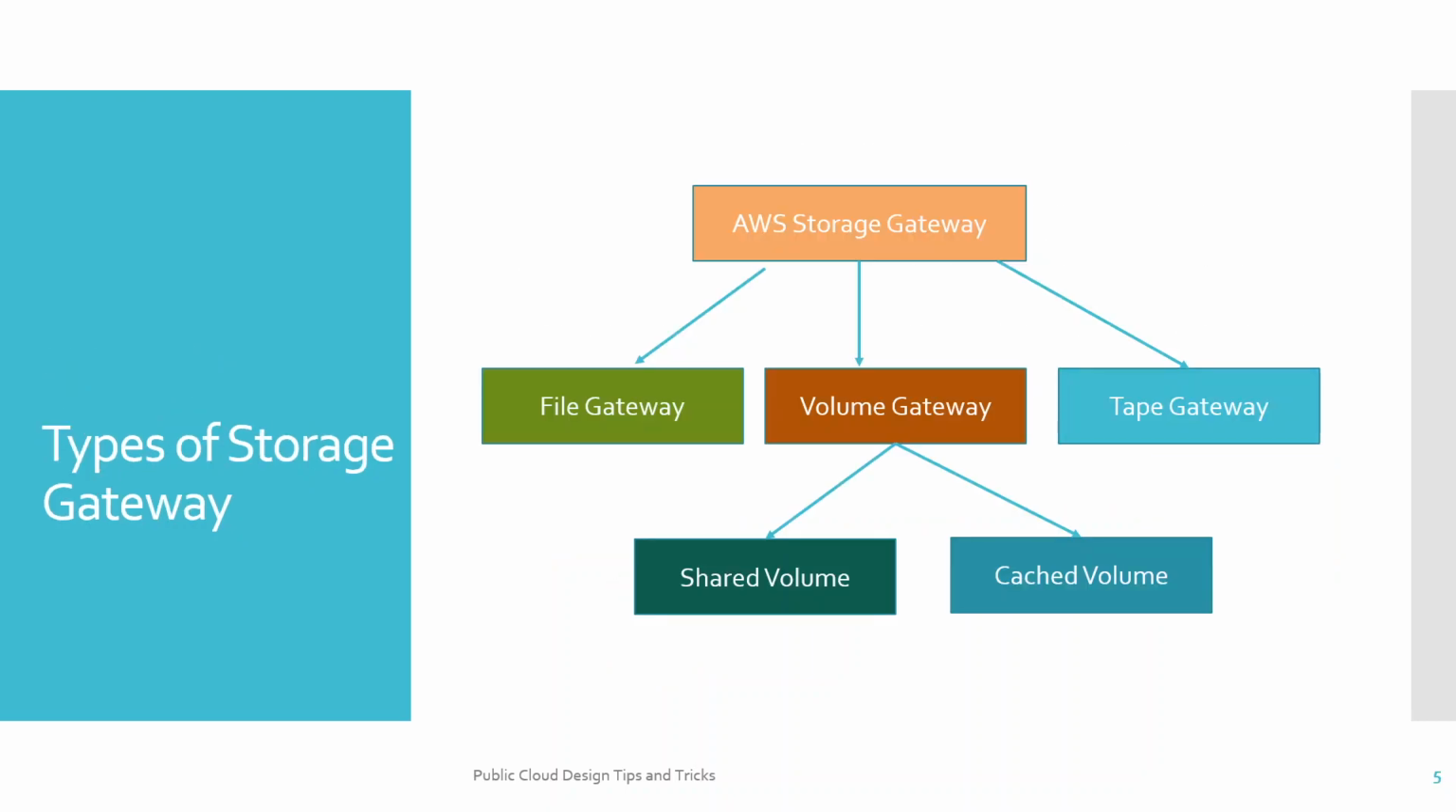Now, what are the types of storage gateway? AWS Storage Gateway is basically divided into three kinds. First is file gateway, second one is volume gateway, and third one is tape gateway. Now, the volume gateway is again divided into stored volume and cached volume.